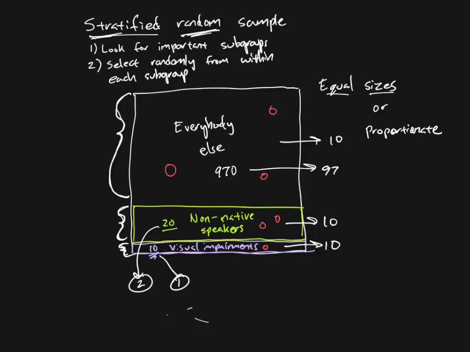The main idea is that stratified random sampling ensures that you're getting at least somebody. You still have the advantage of things being random, but you are ensuring that you're at least getting somebody from within each group.